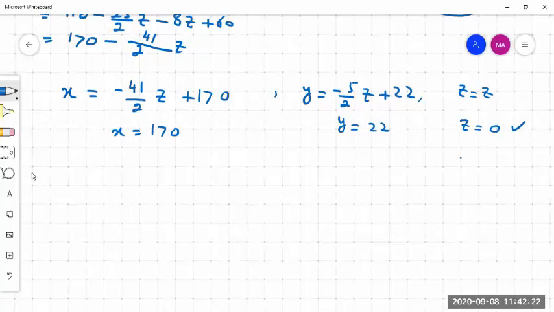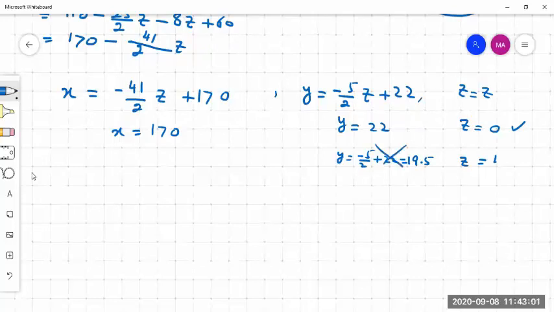Next, let z be equal to 1. If z is 1, then y would be negative 5 by 2 plus 22. Negative 5 by 2 is negative 2.5, so that would be 19.5. And y would not be an integer; it would be a real number. This is not an integer, so it would not count, right? So this z value would not work.